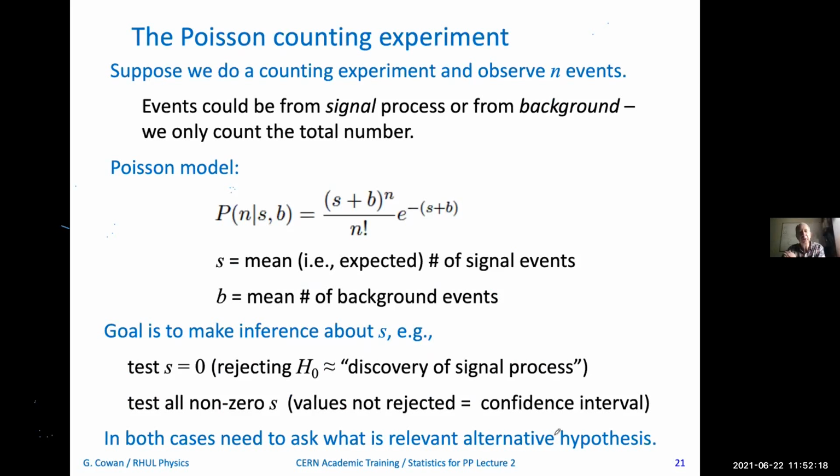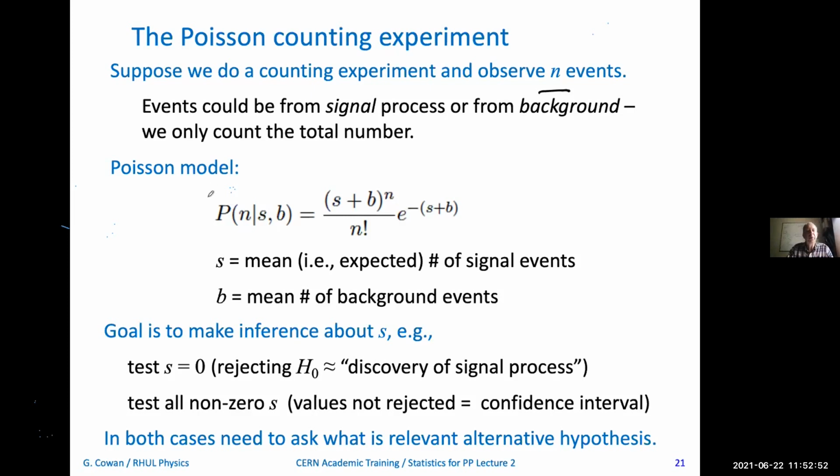And this is probably the most relevant example for particle physics. It's what I'll call the Poisson counting experiment. So let's suppose that we observe a certain number of events and we just count them. So the data outcome of the observation is my counted number of events. And let's suppose that these events could be of two different types, signal or background. But you don't count individually. You don't know whether an event a priori is a signal event or a background event. You're just going to count the total.